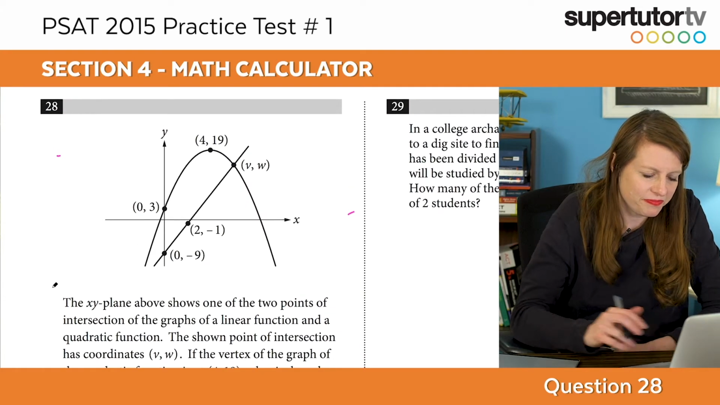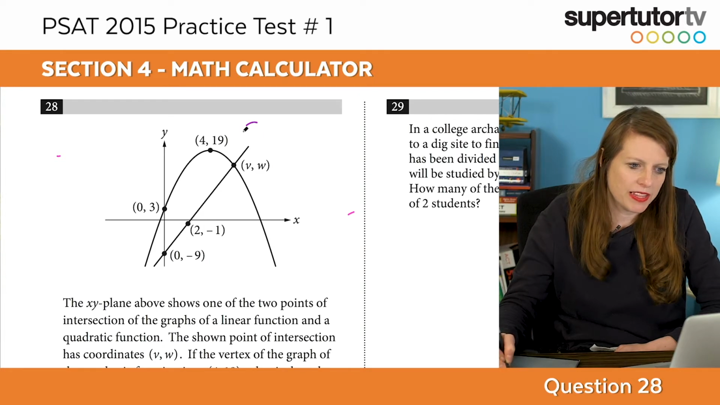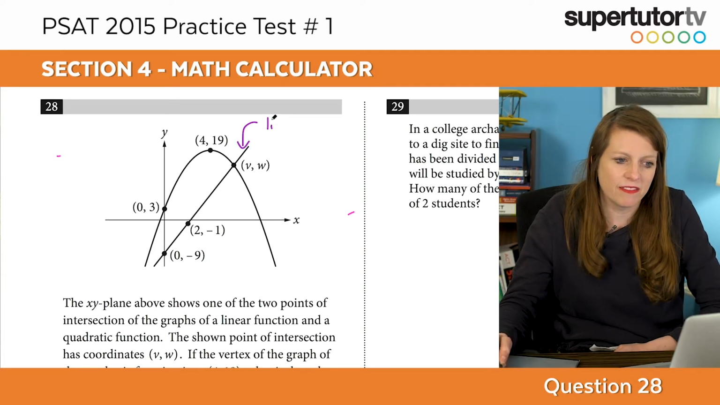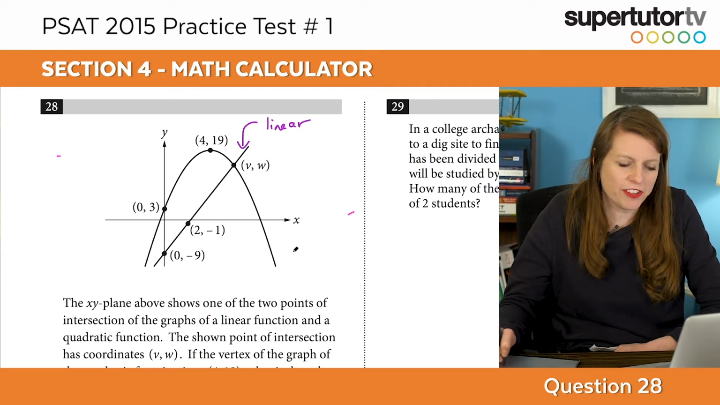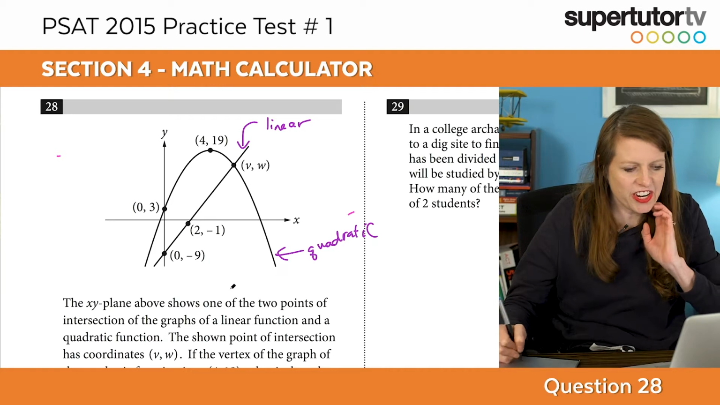28. The xy-plane above shows one of the 2 points of intersection of the graphs of a linear function and a quadratic function. So this is my linear. Remember, linear just means line, right? And a quadratic function is like a parabola. So that's my quadratic. The point of intersection has coordinates v, w.